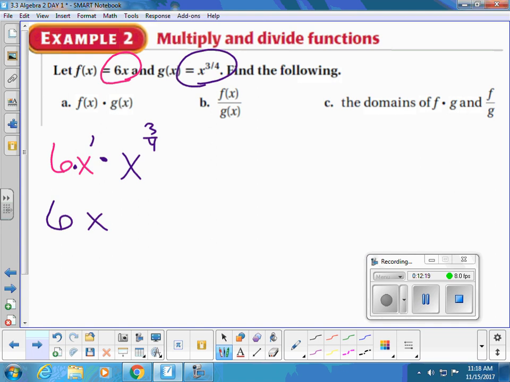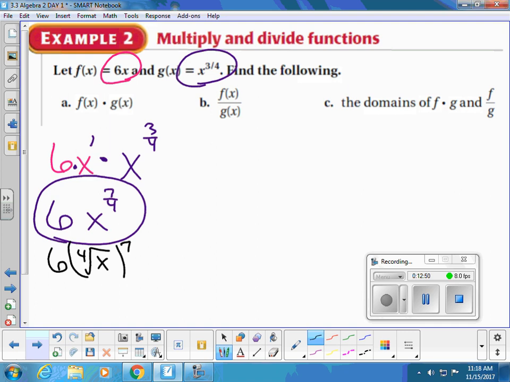Multiply or add? Add. And what is 1 plus 3/4? It's 1 and 3/4, but how could I write that with the bigger number on the top? Improper fraction? 7/4. Good job. So that's your answer. I would probably write it as a radical, because that can help me think about my domain a little bit better. It would be 6 times the 4th root of x to the 7th power.